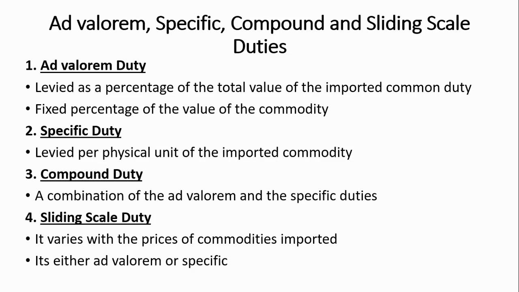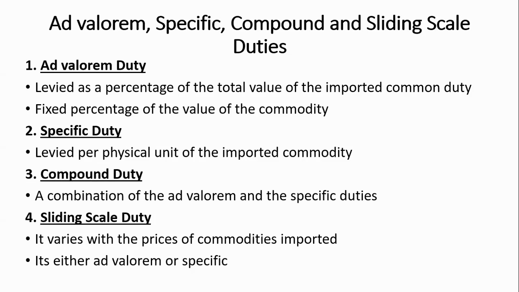Then the next one is specific duty. These duties are levied on physical units of the imported commodities. For example, in the case of commodities like refrigerators and TVs, it is charged per TV, per refrigerator, like that. And if the commodity that is imported is cloth, per meter. If it is fertilizer, per ton. If it is oil, per liter.